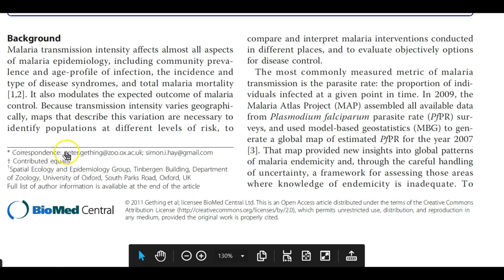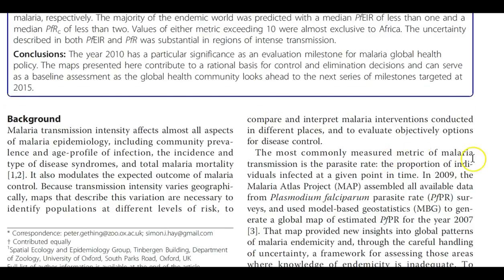Now, usually in an academic article, they'll nominate one of the contributing authors as the corresponding author. In other words, if you have questions about it, whose name would you put in? I also noticed this is something I'd not ever seen before. This contributed equally, so they're not.